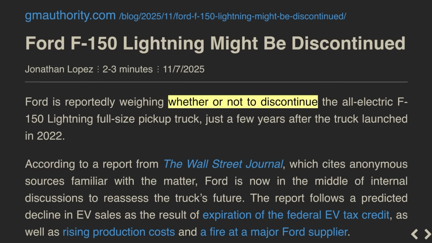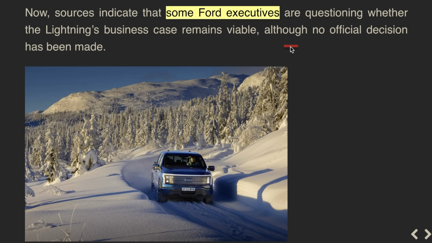I'm sure you guys have picked up on it over the past few weeks, but we very rarely talk about the legacy auto industry and their moves with EVs because unfortunately most of it is going the wrong direction. I'm sure many of you have heard Ford is considering whether or not to cancel the F-150 Lightning altogether. Some Ford executives are questioning whether the Lightning's business case remains viable. But for now, no official decision has been made.